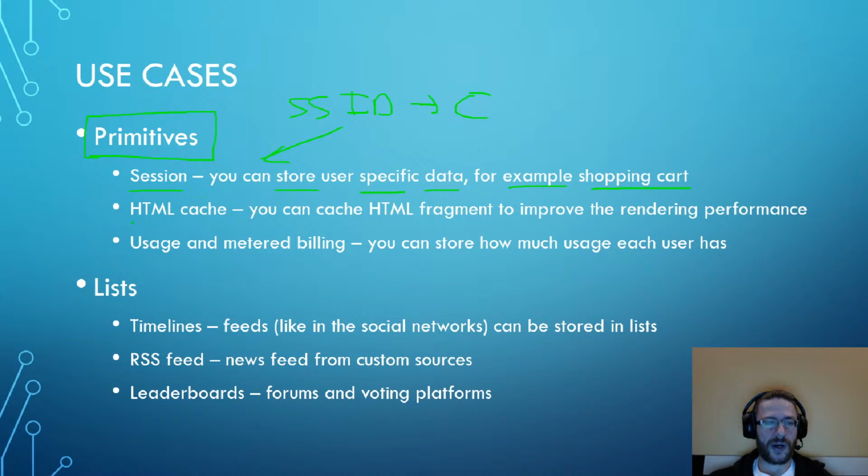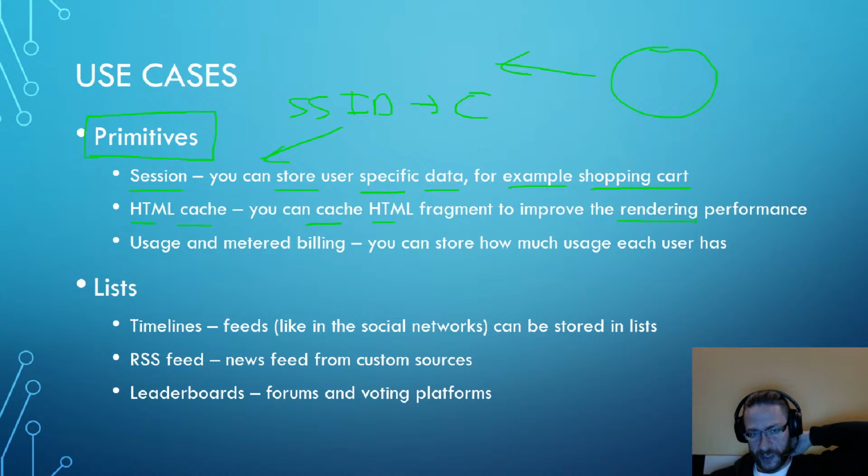Then we can store an HTML cache. For example, we can store a HTML fragment of our page and directly return it. This is like a super fast cache when we want to optimize our application. So we can cache different HTML parts and we can improve the rendering.